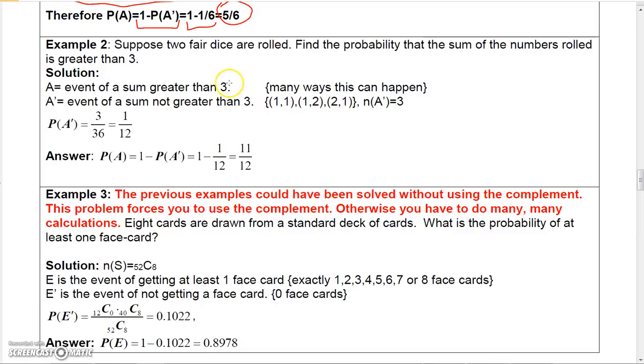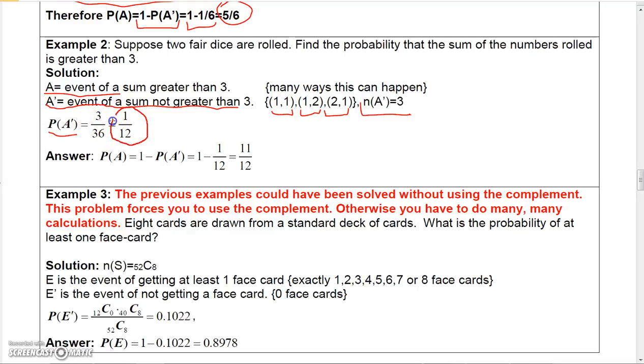And here's another example. 2 dice are rolled. Find the probability that the sum of the numbers rolled is greater than 3. So let's say A is what we're looking for, the event of a sum greater than 3. Lots of ways that could happen. But let's try A prime, the event that we get a sum not greater than 3. How many ways can that happen? Well, 1, 1 is a sum of 2. That's not greater than 3. 1, 2 is a 3. That's not greater than 3. 2, 1 is a 3. That's not greater than 3. So there's only 3 ways that we can get A prime to occur out of 36. So the probability that A prime occurs is 3 out of 36, which reduces to 1/12.